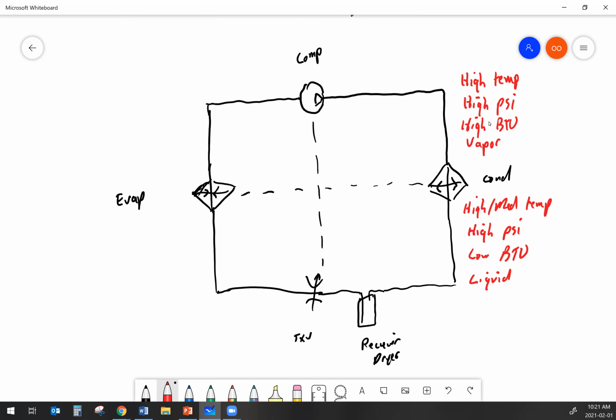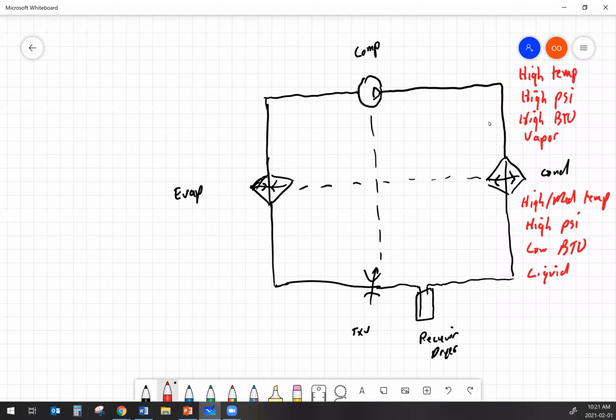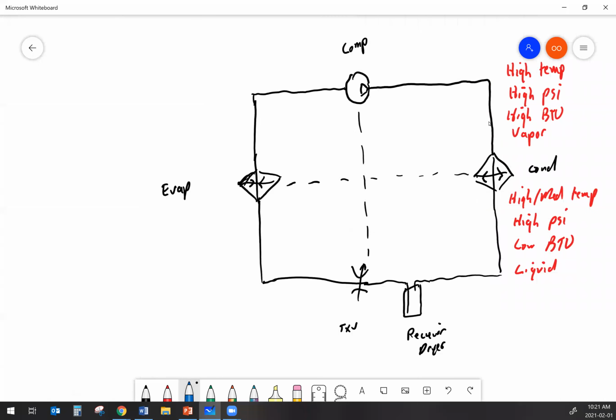That liquid is going to carry on through the system and it's going to end up in the receiver dryer and up at the thermal expansion valve. The job of the thermal expansion valve is to reduce the pressure on the refrigerant.